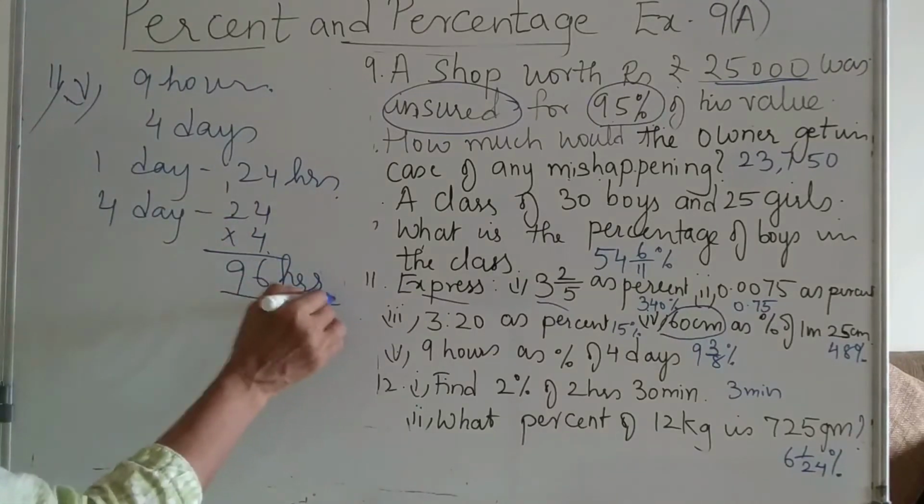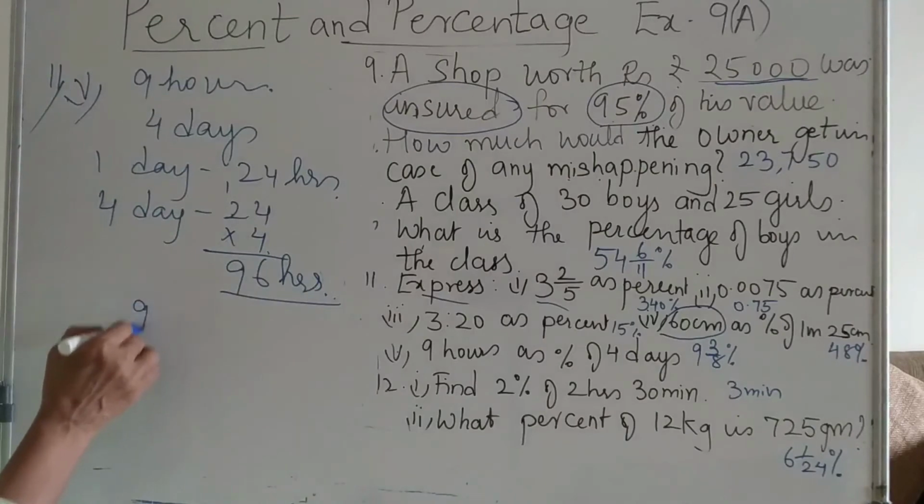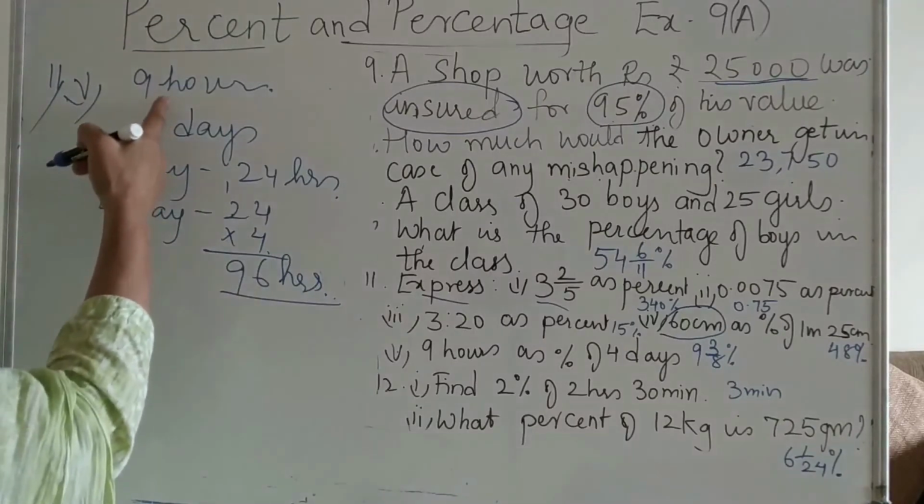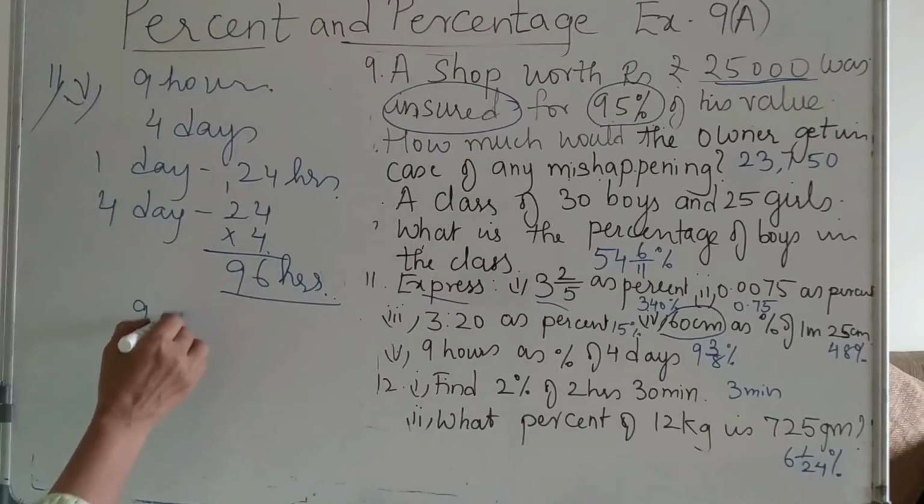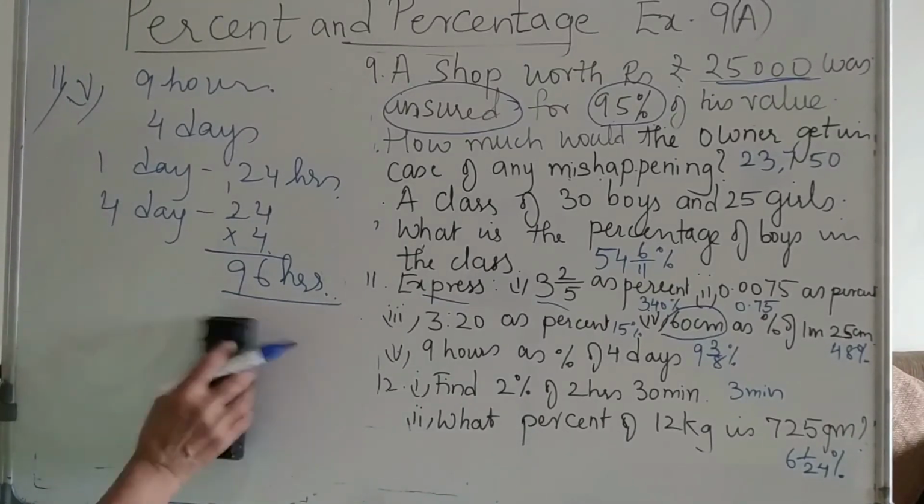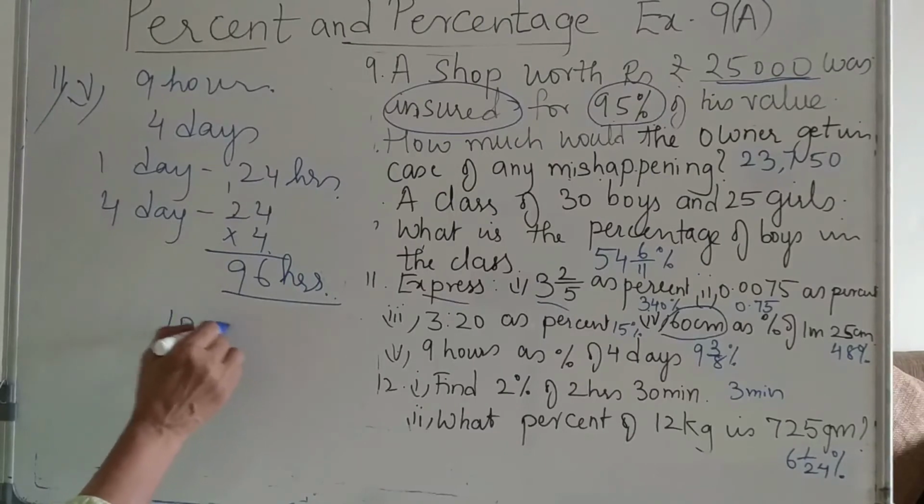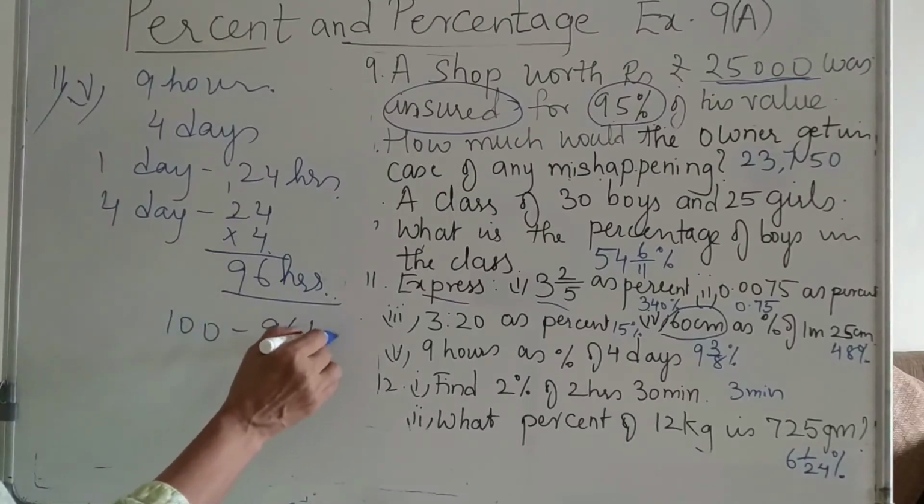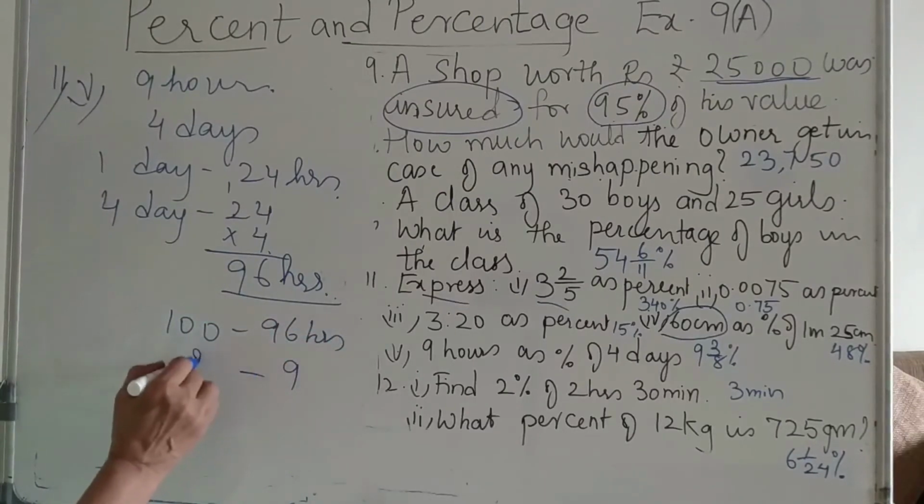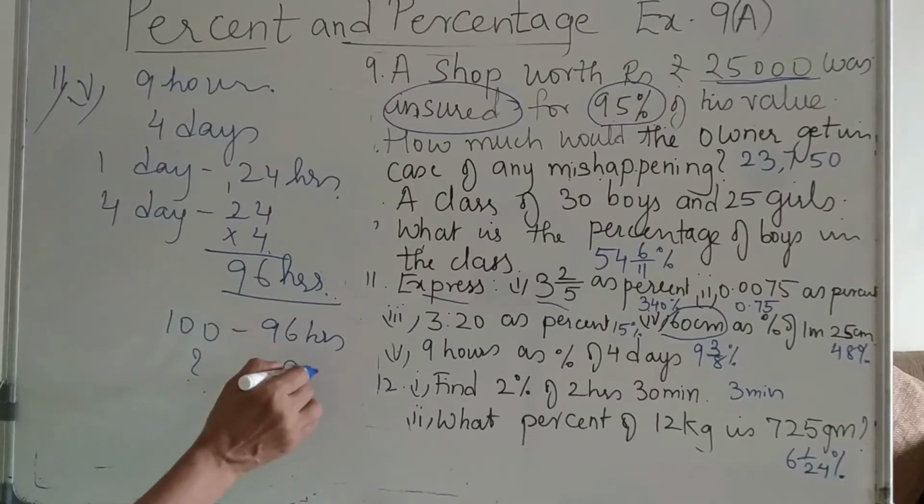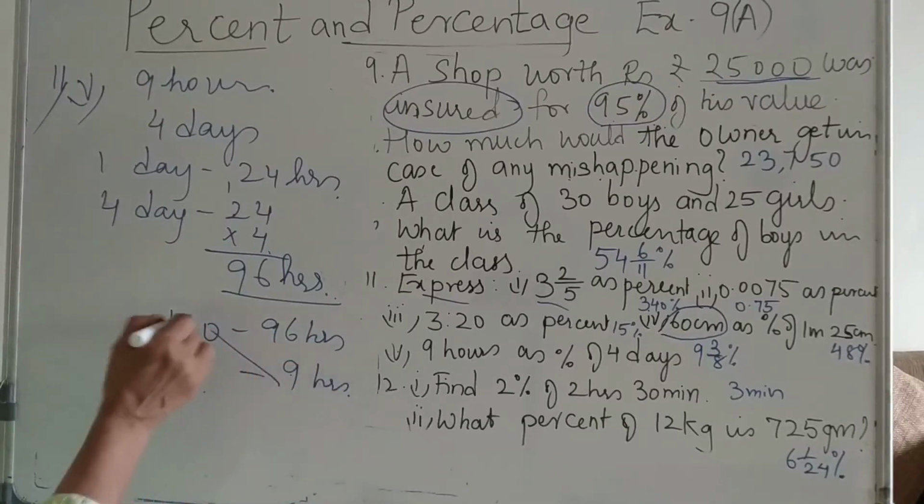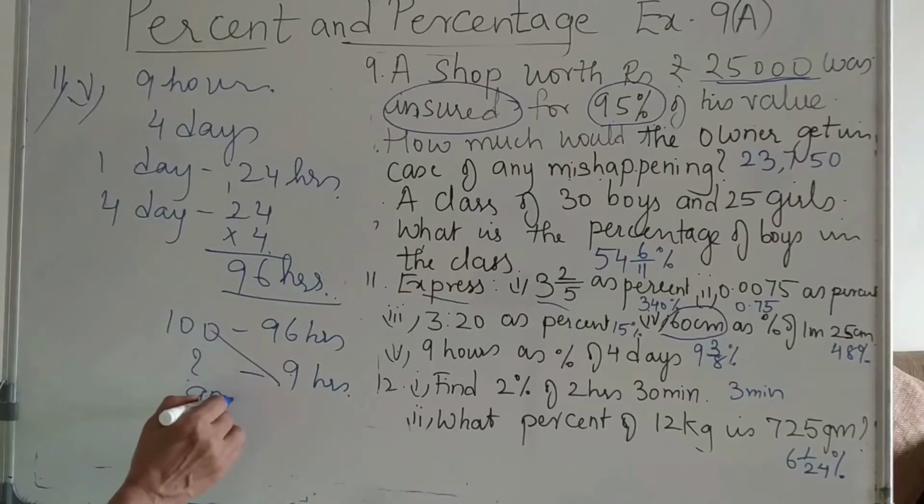Now this is the 96 hours. You have to find out how much is 9 hours in 96. So 96 is 100%. 100% is 96 hours. And you have to find out how much percentage it is of 9 hours. So cross multiplication: 9 into 100, 900 by 96. So now you have to divide this.